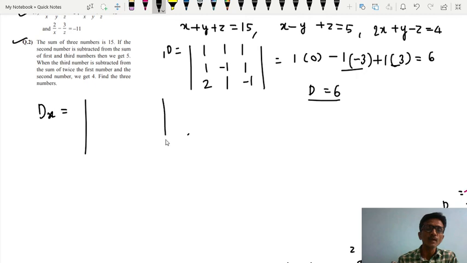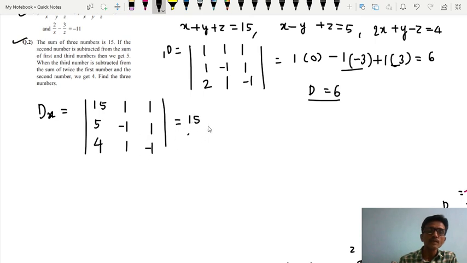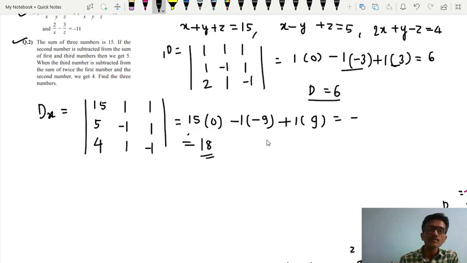So dx is obtained from d by replacing the coefficients of x by constants. 15 is constant. The next constant is 5. And the next constant is 4. Second column as d, 1 minus 1, 1, 1, 1, minus 1, expand it, 15 into 1 minus 1, 0, minus 1 into minus 5, minus 4, minus 9, plus 1 into 5 plus 4, 9, which is 18. So this is equal to what? 18. Yes, dx is equal to 18.